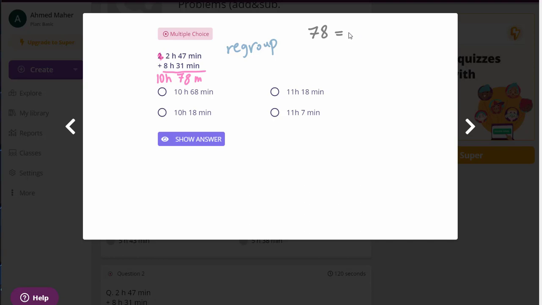Nader. Okay, 1 hour, which is 60 minutes, and 18 minutes left. Okay, if you don't know, my heroes, how to find the 18, simply you can subtract 78 minus 60. It will give you 18 minutes. Okay, so let's rewrite this. How many hours now? 11 hours and 18 minutes. Excellent. So the final answer is 11 hours 18 minutes.